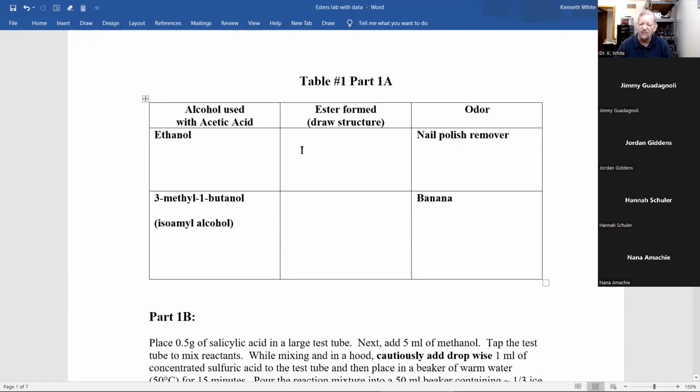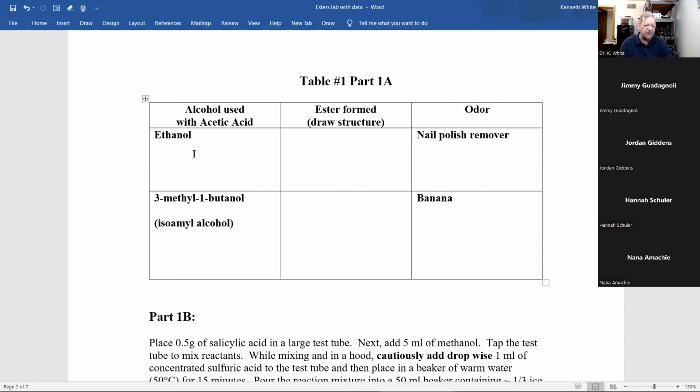And then I asked the students to smell it. Unfortunately, and Dr. White's sad right now, this is a fun lab to do face-to-face. Dangerous, but fun. Now, notice in here, I ask you to draw the ester form. Acetic acid and ethanol makes ethyl acetate. When the students smell it, they say, wow, that's nail polish remover, which ethyl acetate is.